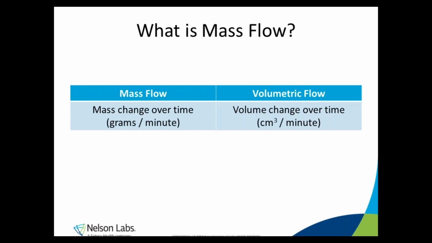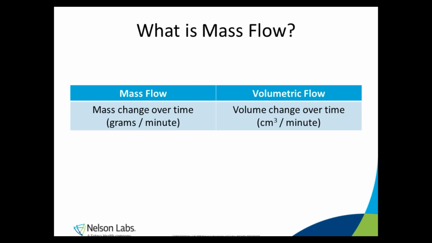So what is mass flow? Well, it's actually very similar to volumetric flow, which is more commonly understood. Volumetric flow is a volume change over time, and it's usually expressed in units like centimeters cubed per minute. Where mass flow is a mass change over time that would usually be expressed in units like grams per minute.